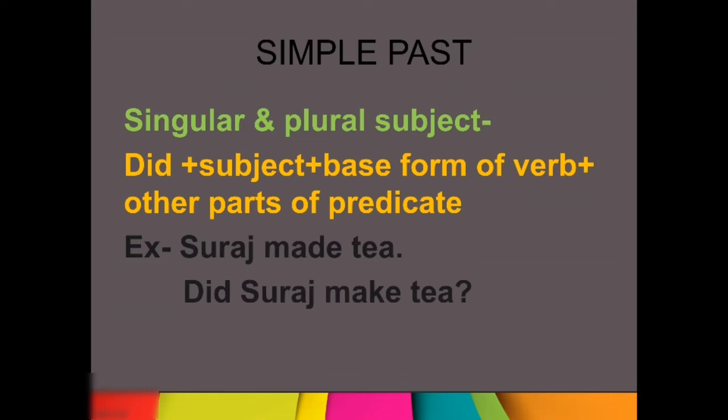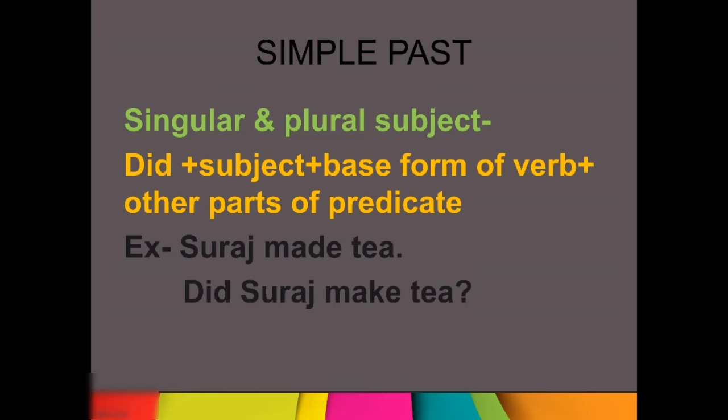Now let's talk about simple past tense. अगर past में आपका sentence है, so in this case singular and plural subject में same rule use होगा. Let's see what will be the structure. कैसे form करोगे question? Did plus subject. पहले हमने क्या use किया था? Do and does. But now we are in the past tense, we are going to use did. Did plus subject plus base form of the verb and other parts of the sentence.